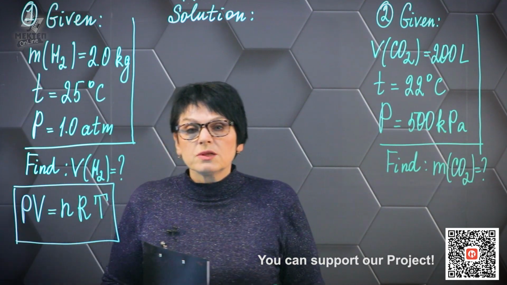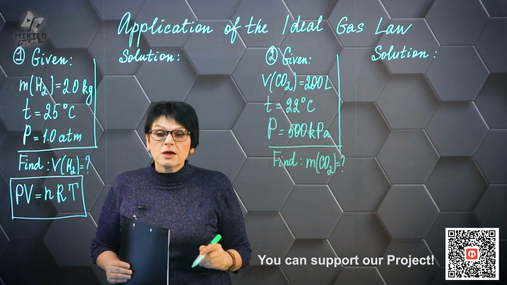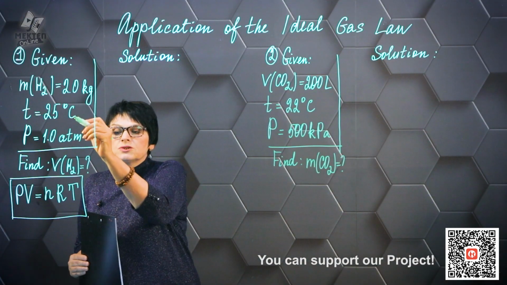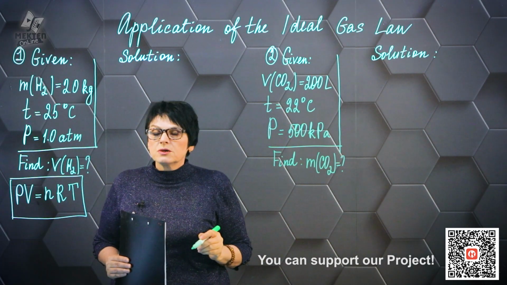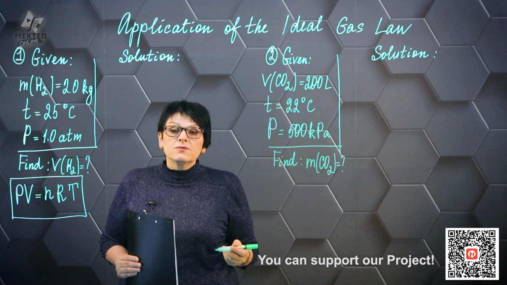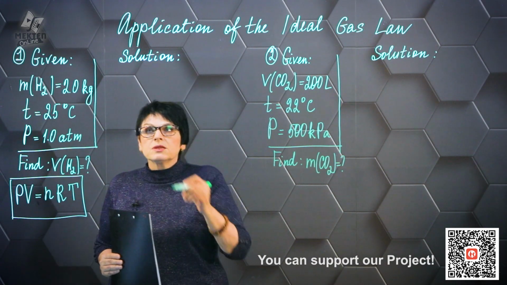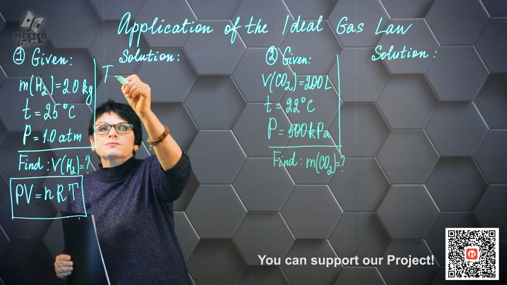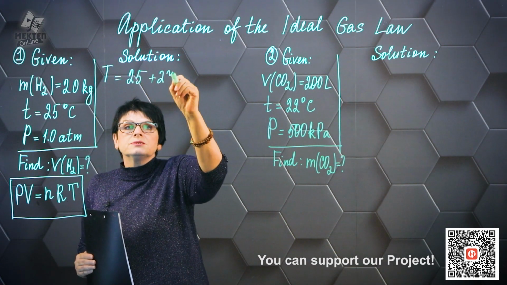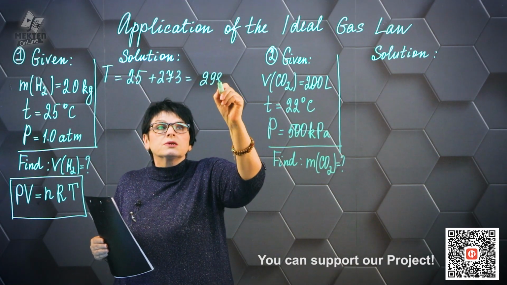So we have to use this formula. Pay attention to the fact that we're given the temperature in Celsius. You have to remember to convert it, because you can't substitute the temperature in Celsius into this formula. We explained in one of the lessons why the gas laws work with temperature expressed exactly in Kelvin, so let's do the translation. The temperature will be 25 plus 273, and it will equal 298 in Kelvin.